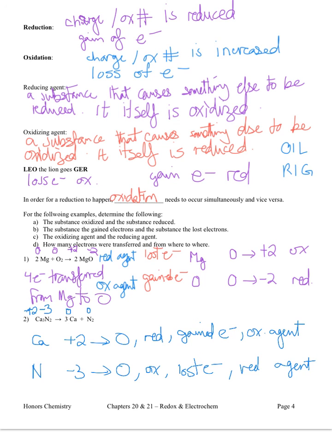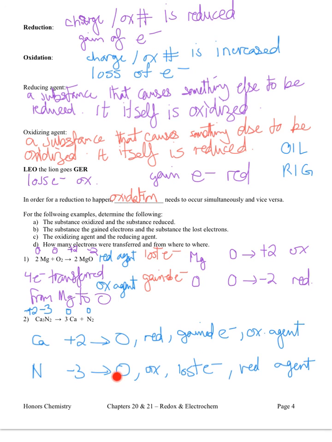The last question says, how many electrons were transferred and from where to where? So let's check calcium. Calcium went from +2 to 0. So gained electrons here. Each calcium must have gained 2 electrons to go from +2 to 0. But there are 3 calciums. So if each gained 2 electrons, 2 times 3 would be 6 electrons gained total. Let's look at nitrogen. It should give you the same answer.